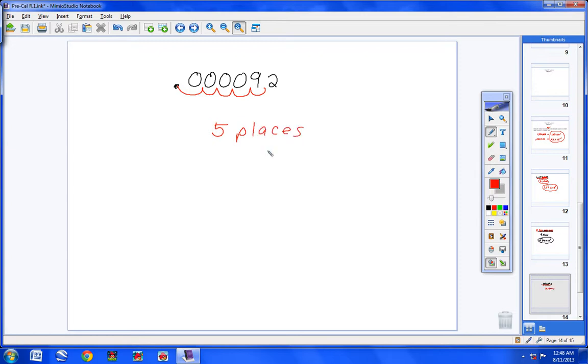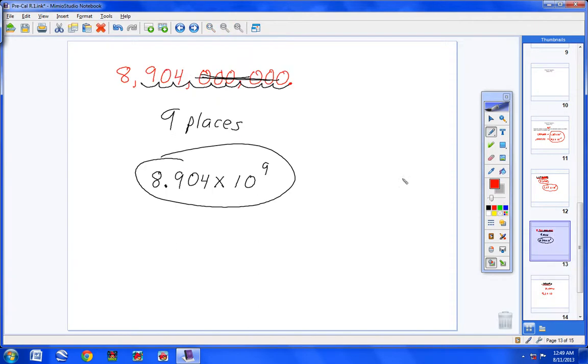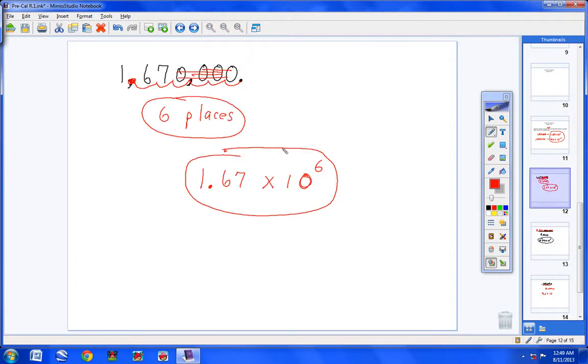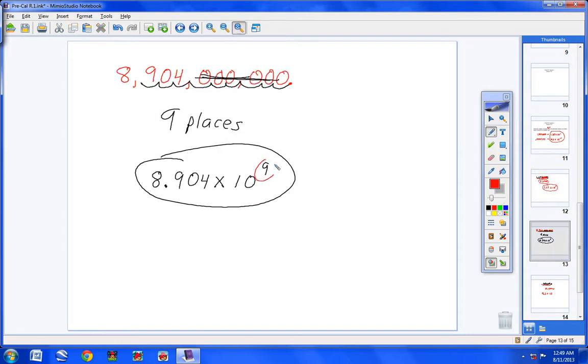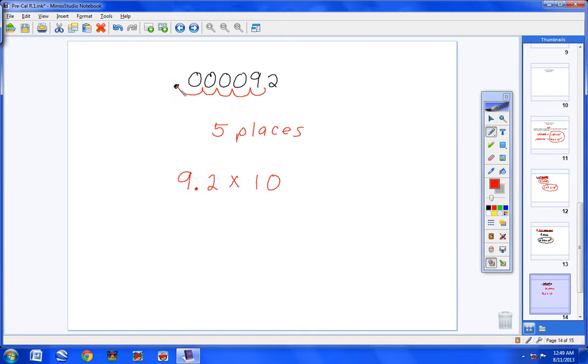Now watch this carefully. So scientific notation would be 9.2 times 10. Now remember, back here when we had really large numbers like 8 billion and 1 million, we used a positive exponent. But on this one, because we had a real small number and we were moving the decimal this way, we're not going to put a 5. We're going to put a negative 5. So 9.2 times 10 to the negative 5.